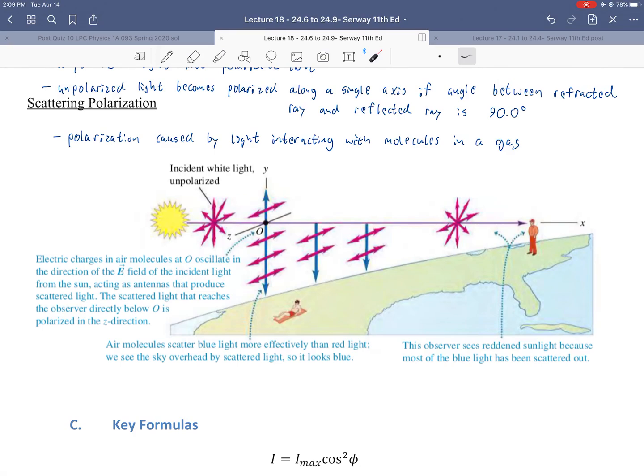So simultaneously, we've got why the sky is blue and why sunsets are red, all about scattering, all about air molecules acting as antennas, transmitting light, transmitting energy away at a particular frequency.